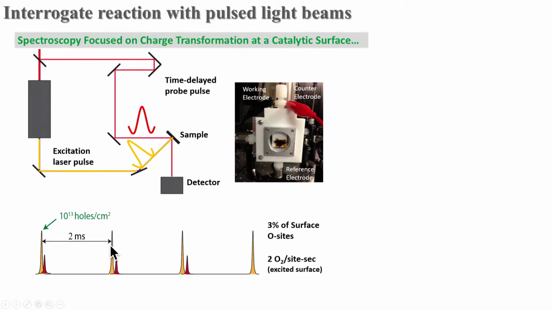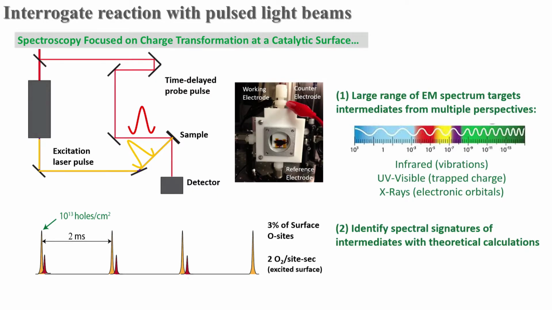Now, it's really hard to detect these intermediates because they sit at that sliver of the interface in the center of a very bulk environment. And furthermore, that bulk environment is abruptly changing. You're going from a solid to a liquid. So you have to have a strategy to understand how you're going to see these intermediates. One of the things that we use is a large range of the electromagnetic spectrum to target the same intermediate from different perspectives.